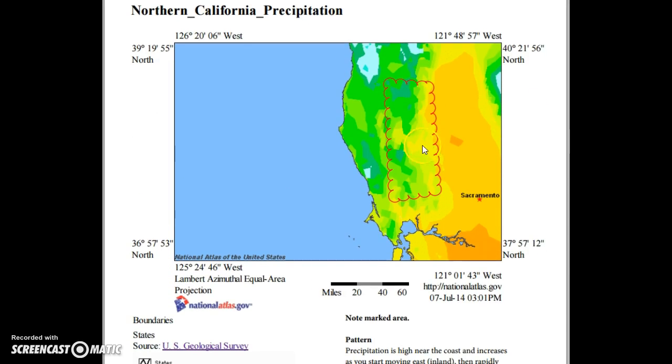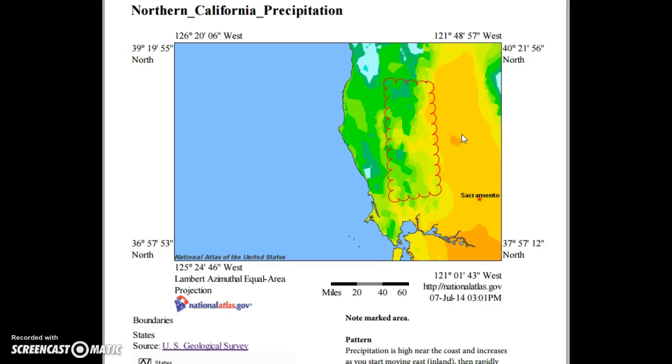So in this map, we can see that precipitation in Northern California ranges from kind of high precipitation towards the coast, and as you move to the east, precipitation decreases. Okay, so that is our pattern.